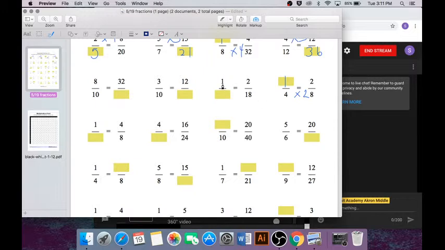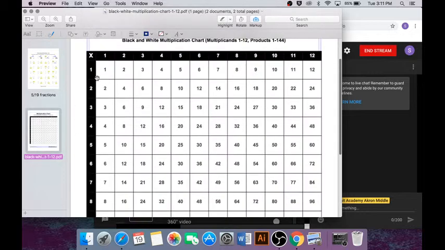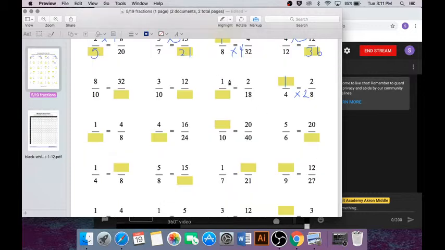On this one, we start with 1 and we're going up to 2. So we're going to look at our 1 times table to see 1 times what equals 2, and 1 times 2 equals 2. So we multiplied our fractions by 2.